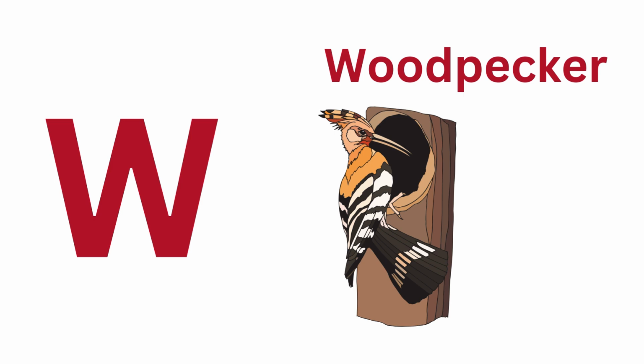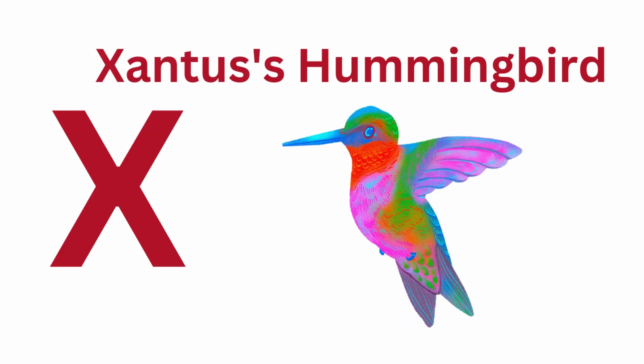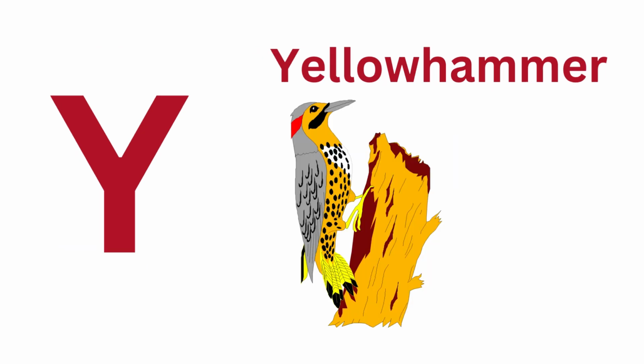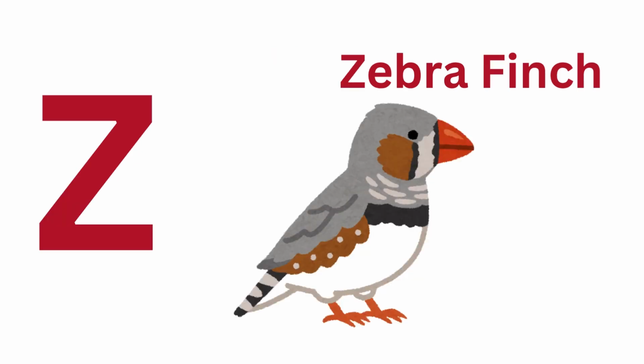W. W is for woodpecker. X. X is for hunter hummingbird. Y. Y is for yellowhammer. Z. Z is for zebra finch.